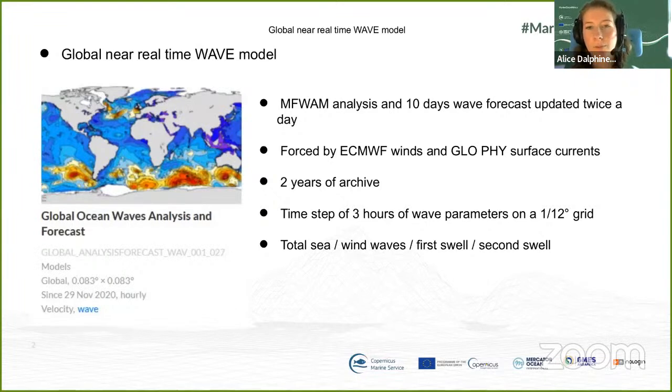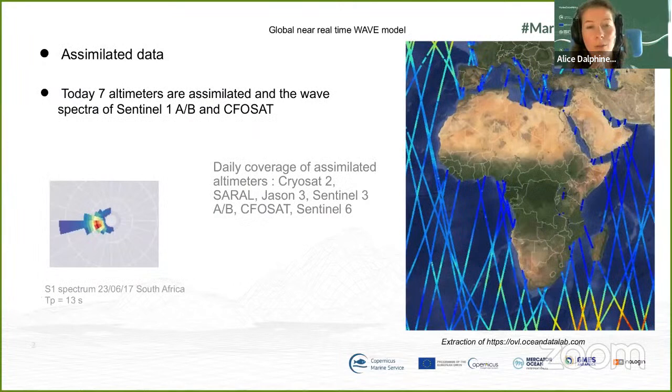We force the wave model thanks to winds from the European Centre and the surface currents of the global physics model that has been presented just before. In the analysis, we correct the wave field thanks to observations. For this assimilation, we use satellite data. They have been introduced earlier by Annabelle.